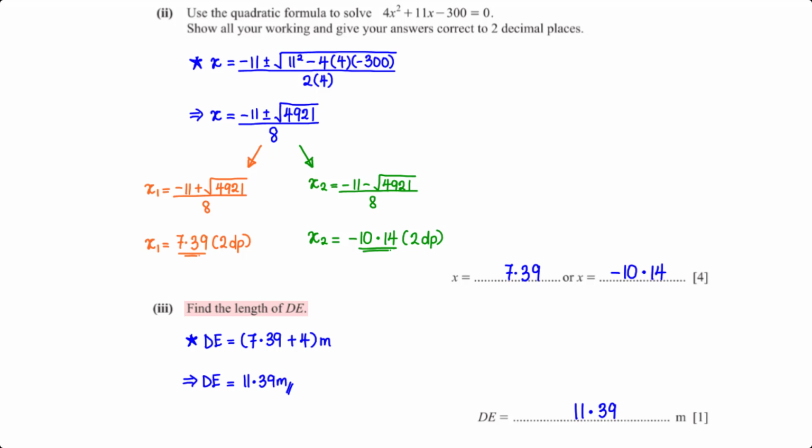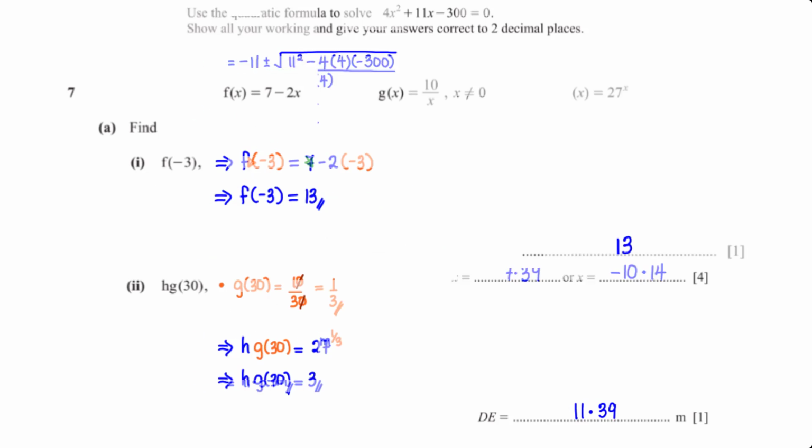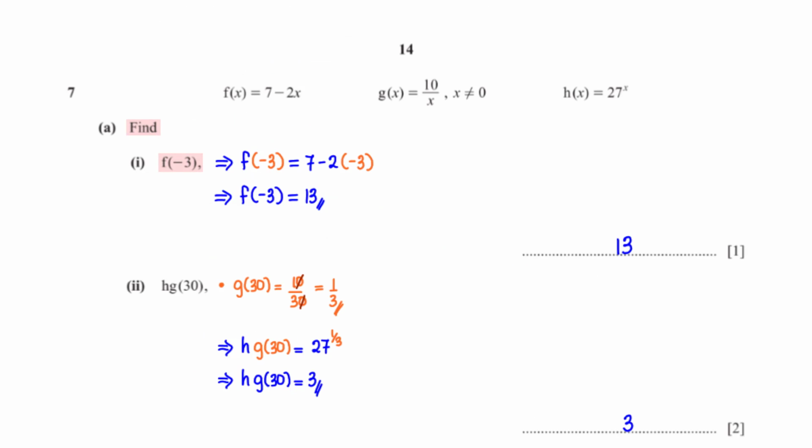Find the length of DE. DE is x plus 4 meters. When we substitute the positive value of x, which is 7.39, into this, we get 11.39 meters. Find f of -3. To get f of -3, we replace x in f of x with -3. This gives us 7 minus 2 times -3, which is equal to 13.